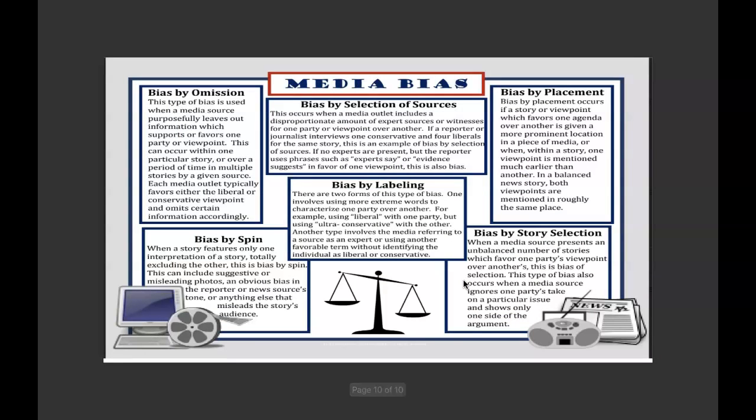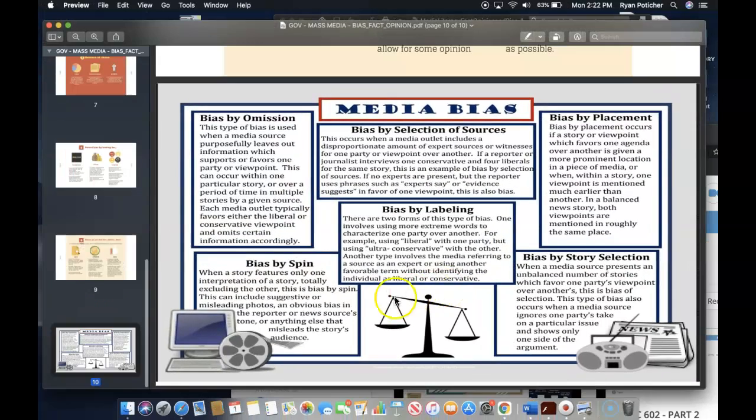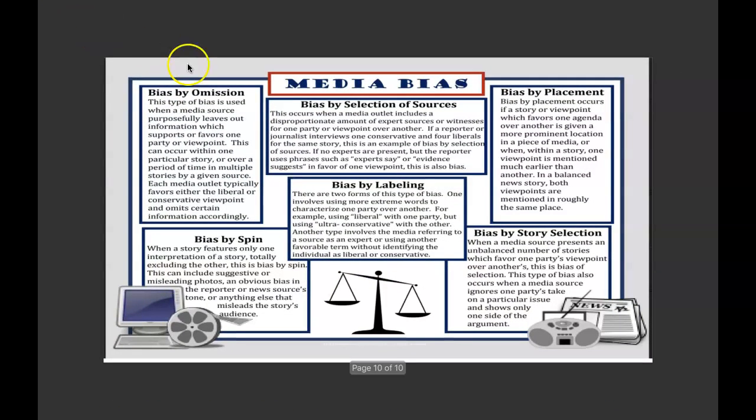Now let's go on to the last slide here. And before we dive right in, let me just preface this by saying that I think it's really important to understand the different forms of biases that exist in our world. Here are some of the major forms of biases that you might of course run into when it comes to being informed. Bias by omission.